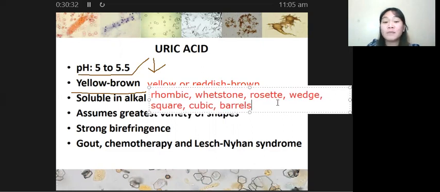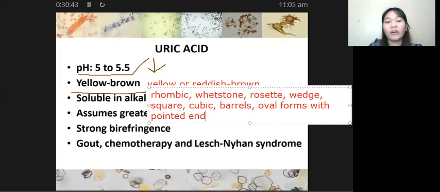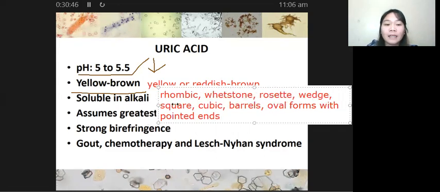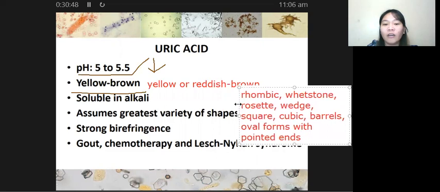In particular, yung shapes niya or yung itsura niya. They may appear as barrels. Okay? They may also appear as oval forms with pointed ends. Okay? So, these are the different appearances or morphologies of your uric acid. So in particular, I want you to, kasi favorite nila ito sa board exam, o di ba? Isang taon na lang magbo-board exam na din kayo. Okay? So in particular, ang natanong na sa board exam ay yung barrels at saka oval forms with pointed ends.